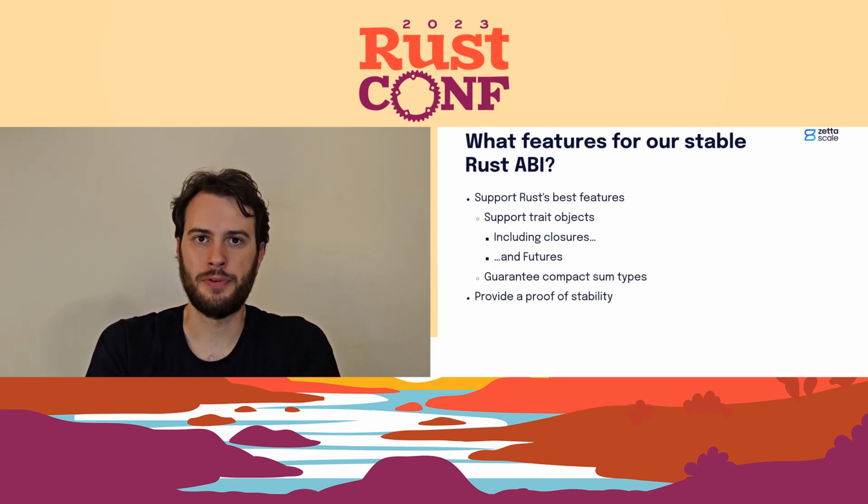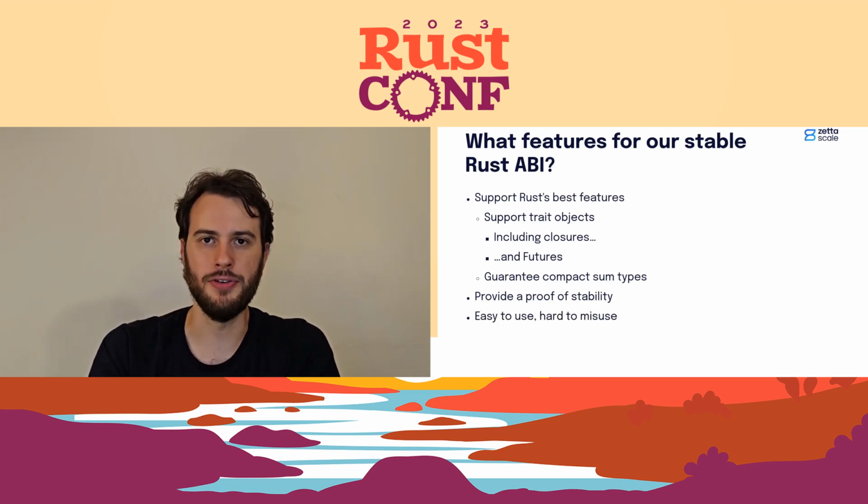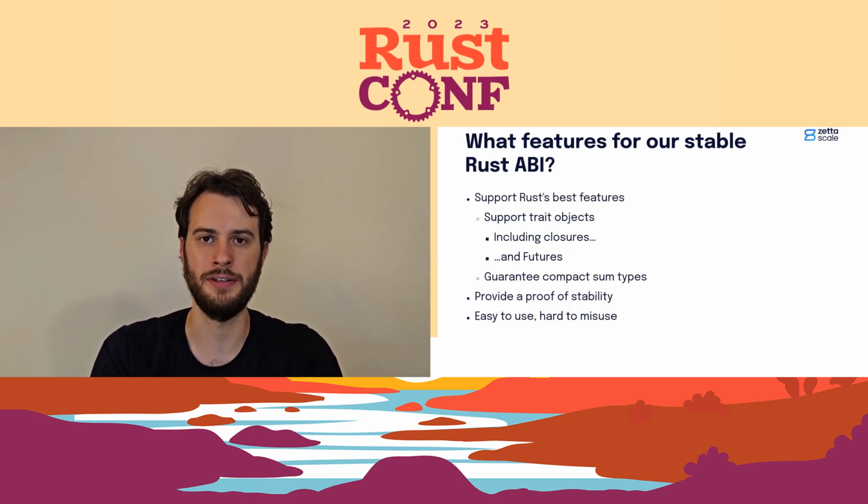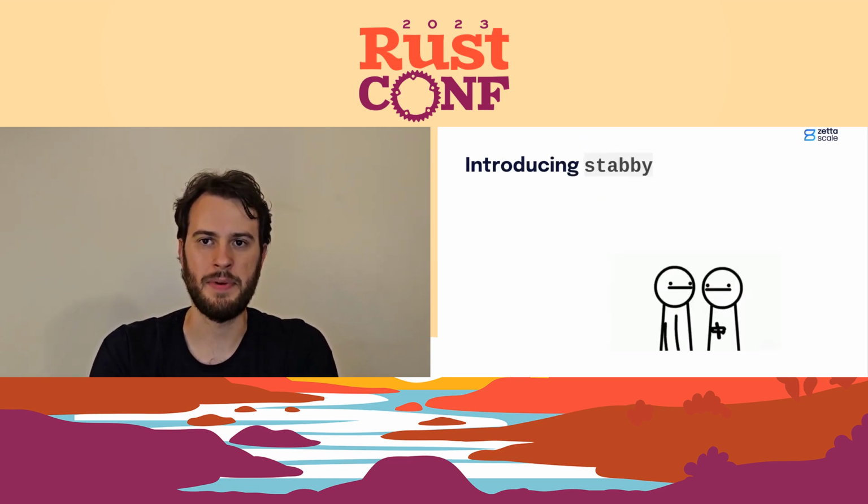Finally, you're going to want to provide a proof of stability because if you want a stable API, you need to prove that you have stability. You want it to be easy to use because otherwise no one's going to put it to use, but you want it to be hard to misuse because the consequences are undefined behavior and you don't want that happening. Finally, you want a cool friendly name for it, so enter stabby.